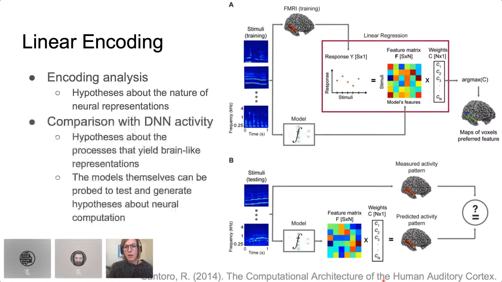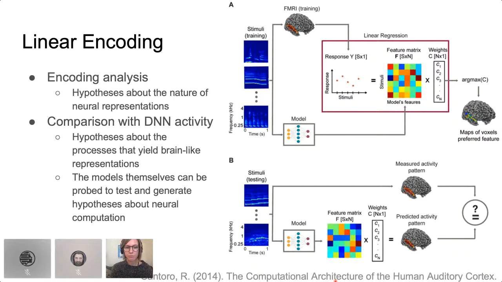And when we replace these hand-designed models with deep neural networks, this allows us to ask different types of scientific questions about what procedures yield brain-like representations. So what model architectures, what training recipes, tasks, data sets, etc., result in brain-like activation patterns. And the deep networks themselves can also serve as a synthetic testbed to test and generate hypotheses about neural computation.